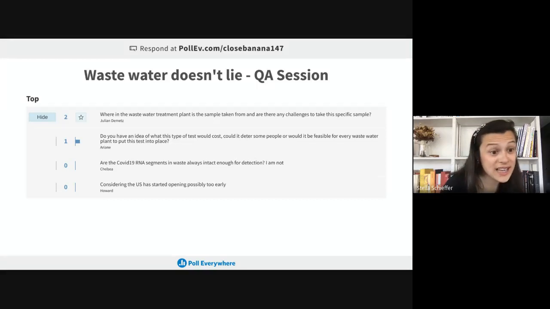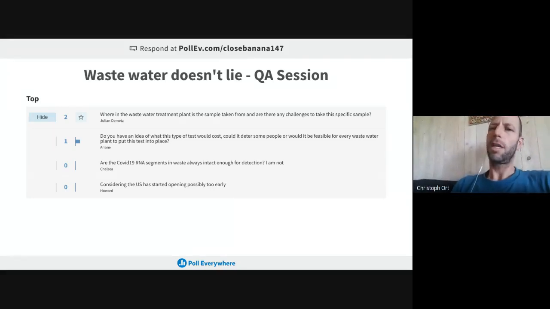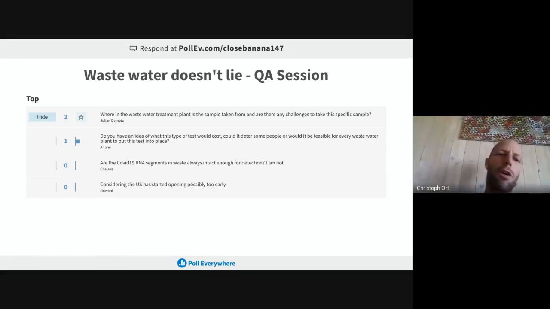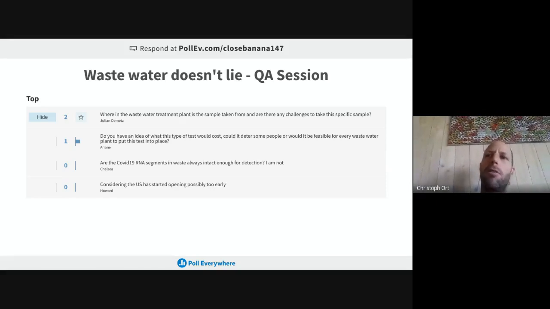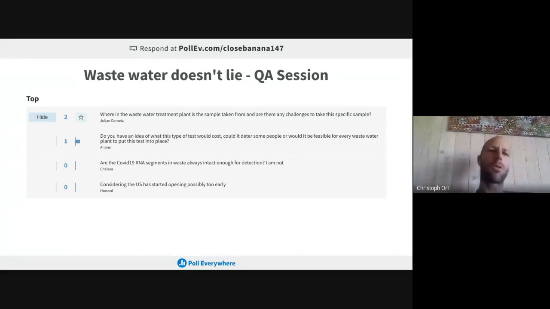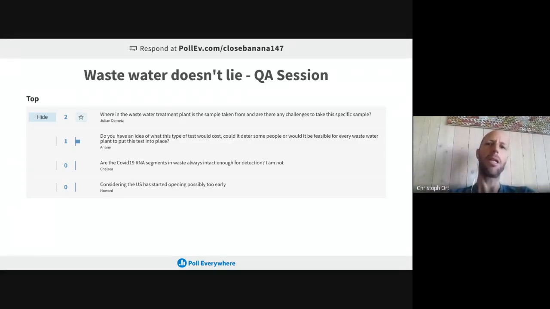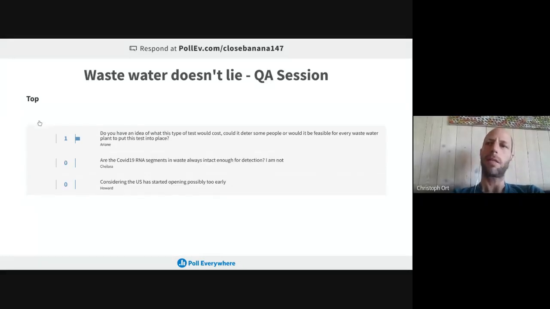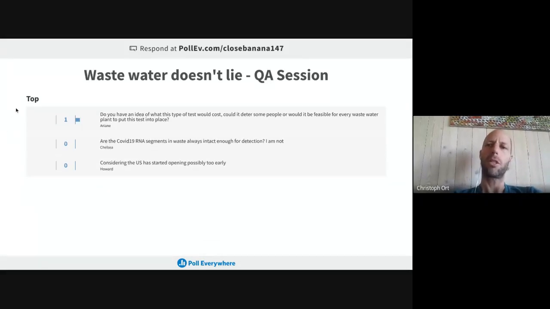Next question, Julian is asking, where in the wastewater treatment plant is the sample taken? And are there any challenges to take this specific sample? Well, this just ties into what I said in my last answer. We take the raw wastewater, maybe after a fine screen or after a grit removal, but it's really the untreated, unfiltered raw wastewater. And in treatment plants, this works quite well. What we don't know yet is how many of the viruses or fragments of RNA are bound to particulate matter, but a lot of this is also in suspension.